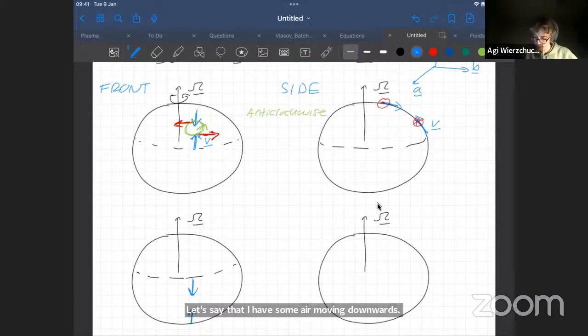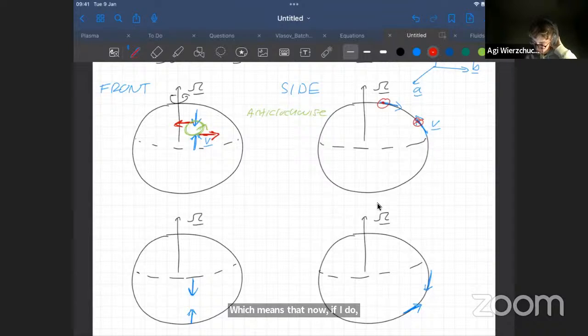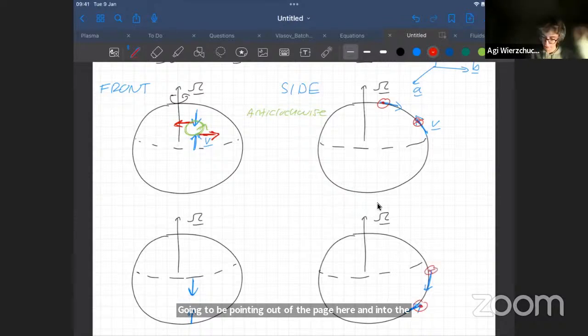So going to my amazing side view, my air going downwards looks something like this, and my air moving upwards looks something like this, which means that if I do my whole calculation, I get that my Coriolis force is going to be pointing out of the page here and into the page here. So if I go to my front view, the Coriolis force is going to be pointing in this direction and then in this direction.